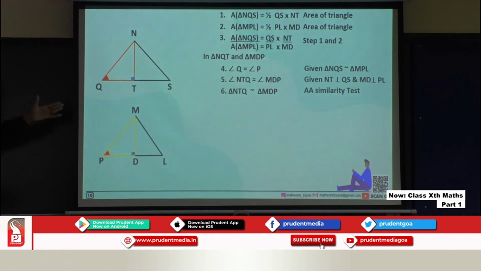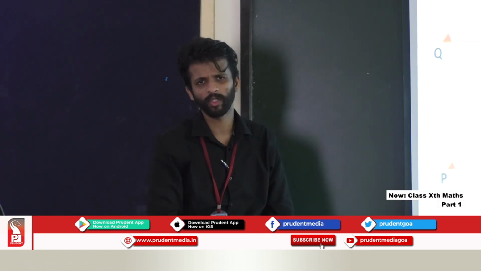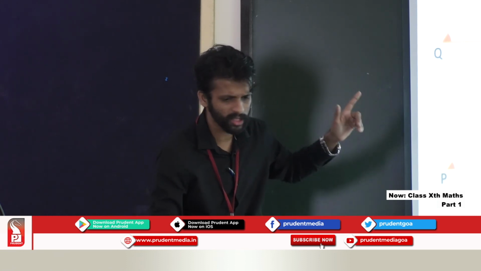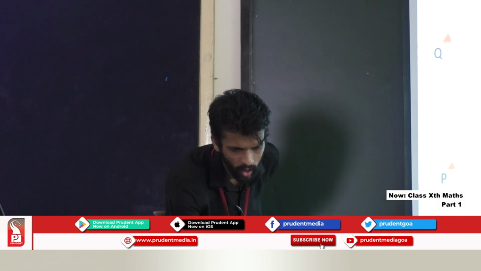NTQ and MDP. Okay, so these two triangles are similar. So once these triangles are similar, I can write the corresponding sides. Now, when it comes to writing the corresponding sides, most of the students make mistakes over here. Okay, and because of which I'll just quickly tell you how you have to write it down.